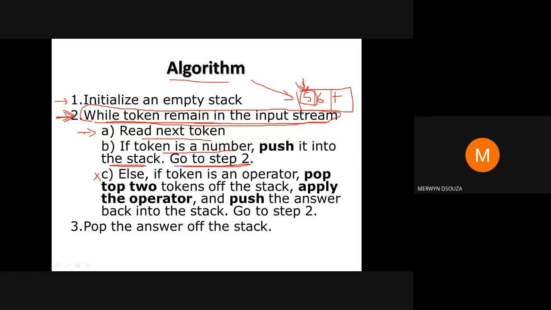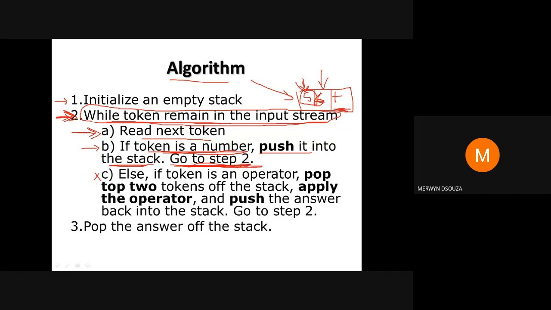So you will read the next token, which is 6. Again, you come to step 2b and check whether the token is a number. 6 is a number, so you push it onto the stack. After doing that, you go to step 2. Again you check whether more input is remaining. Yes, more input is remaining, and that is plus.